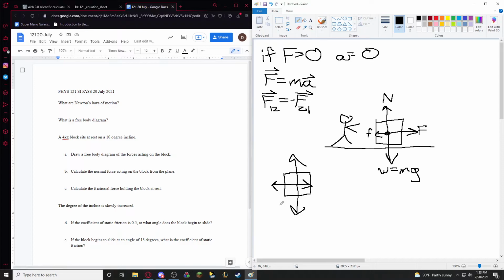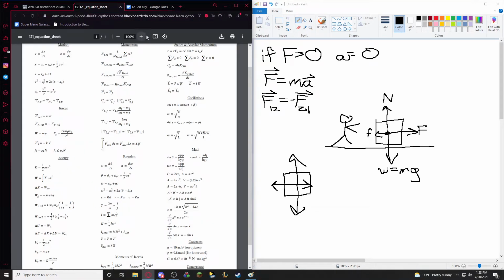I took a look more specifically at the formula sheet itself. It's not equal to, right? It's less than or equal to, so I guess in this case it would just be the same as the force of our push.